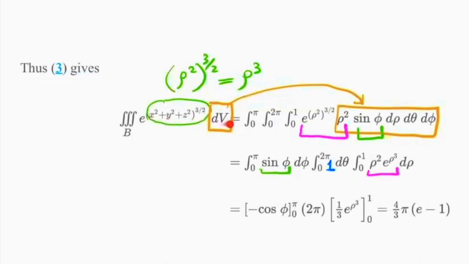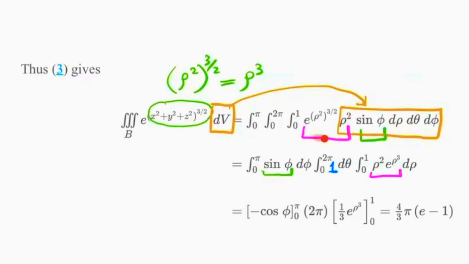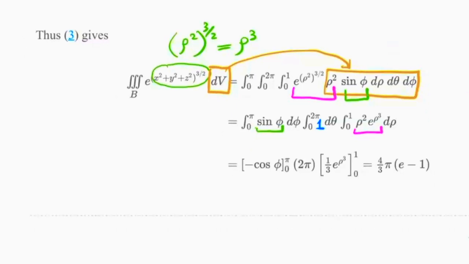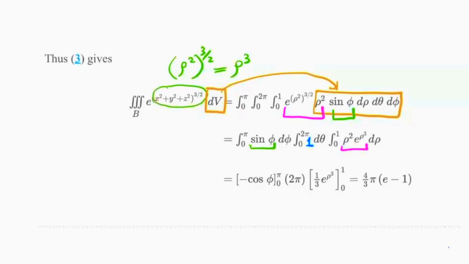Remember this volume element is replaced by rho squared sin phi d rho d theta d phi. Now because this function that we integrate can be broken up into a function of rho times a function of phi, and also all the limits of integration are constants, then we can separate this as the product of these three integrals.